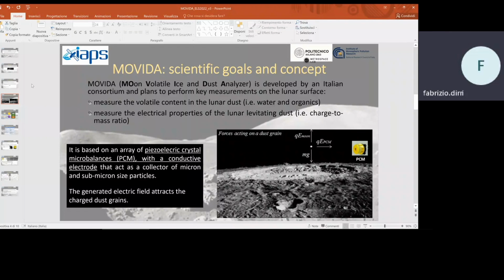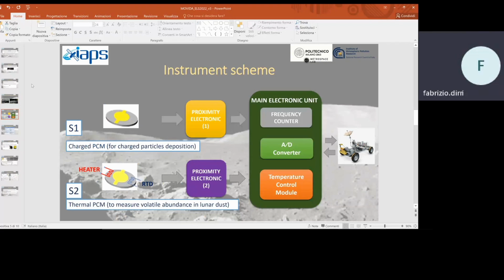The instrument is mainly based on an array of piezoelectric crystal microbalances, whose sensitive part is an electrode that acts as a collector for micron and submicron particles. This is the scheme of the instrument.